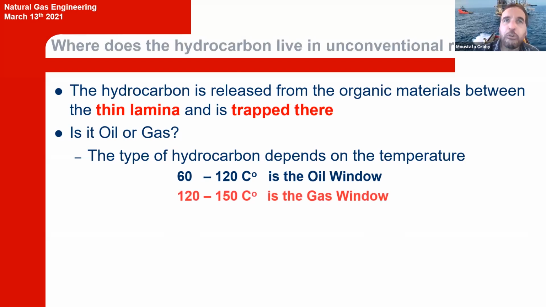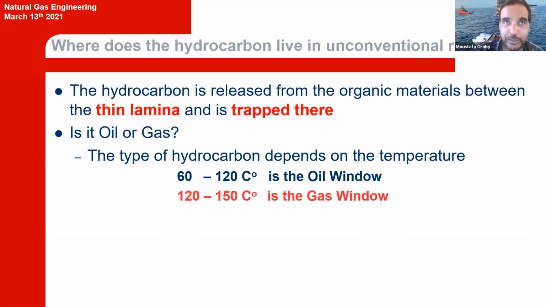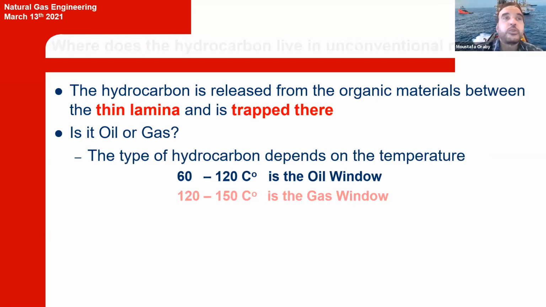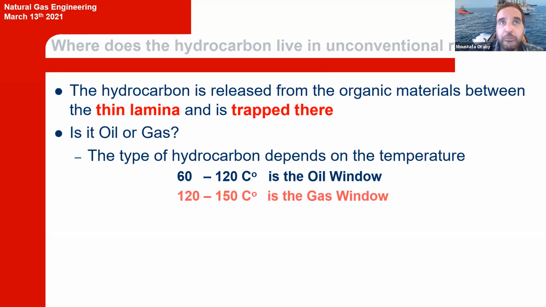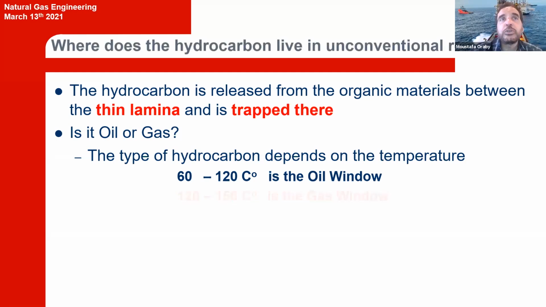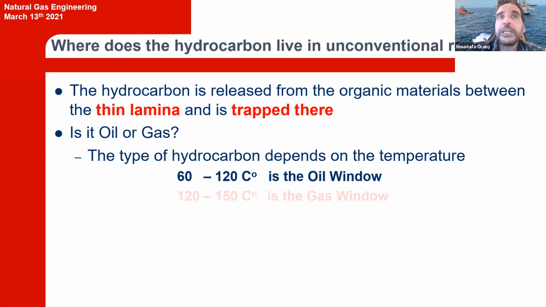For sure, we are all engineers. We know there is nothing in nature discrete. 120 can be 110 or 105 or 125. Don't be too discrete. Not 120, 119.5 doesn't work. We are engineers and we know there are ranges of things. So between 120 to 150, that's the gas window. So if I have the history of my source rock, and my source rock was subjected to temperature between 120 to 150, then my source rock will generate gas.